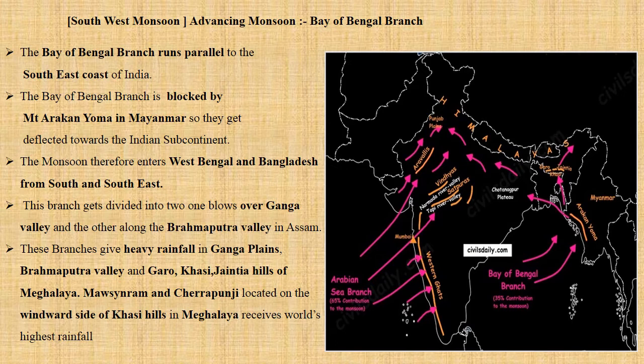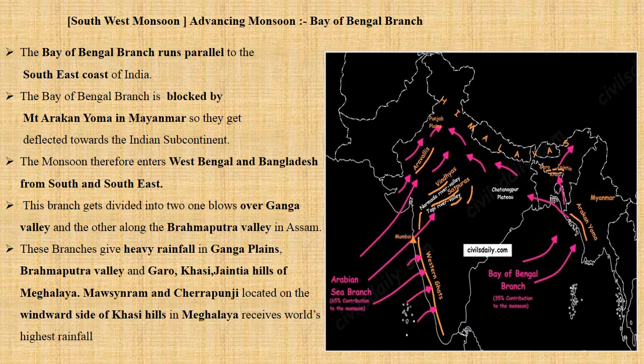Now let's concentrate on the Bay of Bengal branch movement over the Indian landmass. As they take a turn towards the Indian landmass, they hit the Garo Khasi Jaintia hills and give heavy rainfall to the windward side of these hills. Mawsynram and Cherrapunji lie to the windward side of the Khasi hills in Meghalaya, which receive heavy rainfall from the Bay of Bengal branch. Mawsynram is the world's highest rainfall receiving place.